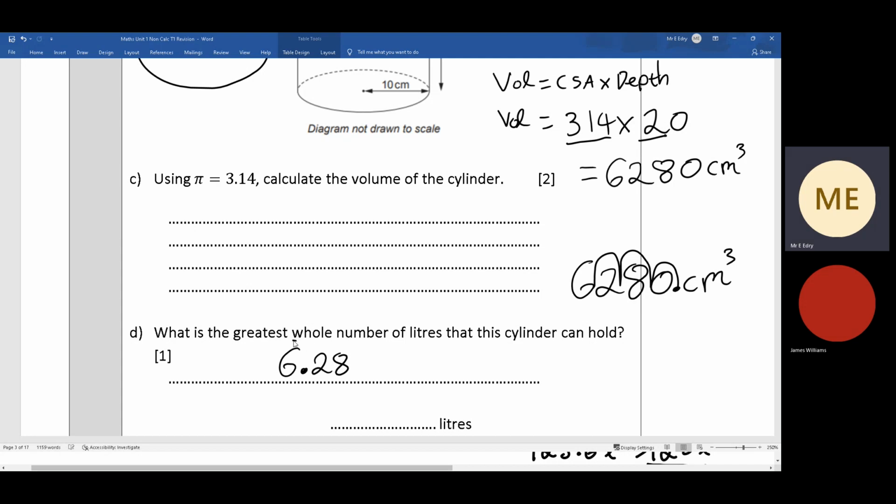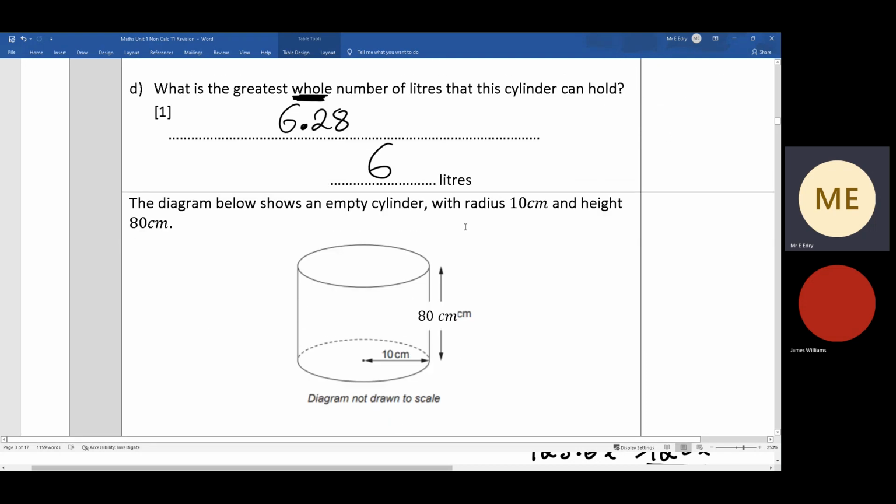So the greatest whole number of litres is just going to be 6. Okay? And that's what we would have there. Because you can't have 0.28 of a litre in this question because they want whole number of litres. Brilliant. Okay, so there is another one here.